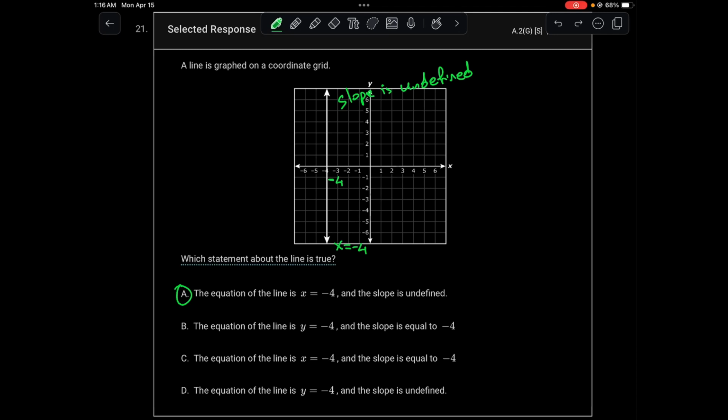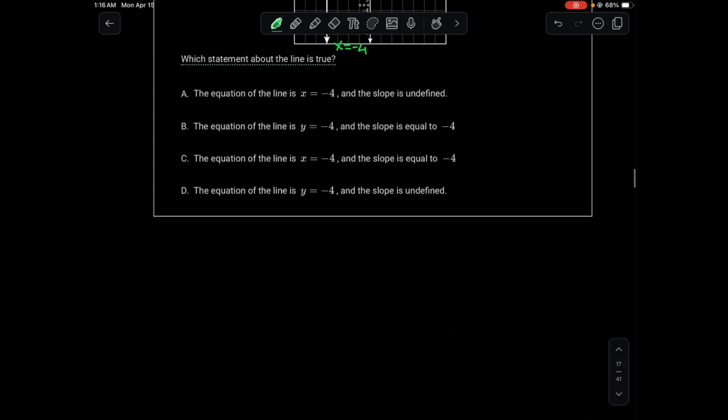The slope is undefined. The equation of the line is y equals -4, and the slope is undefined. Well, the slope of my line is undefined, but this is not the equation. And the slope of y equals -4 would have to be 0. But I was liking the first option. The first choice was the correct one. So let's move on.